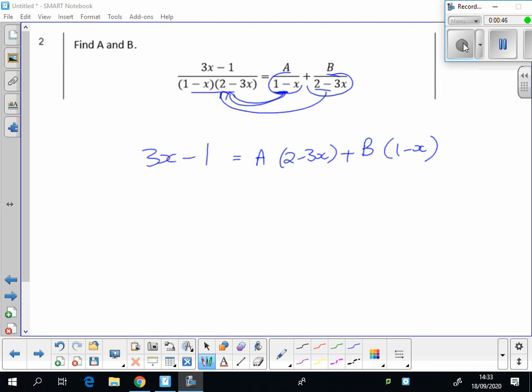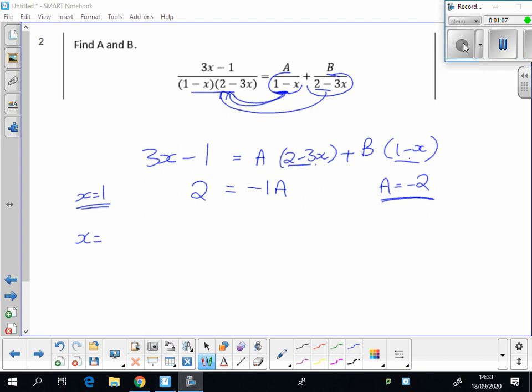We're then trying to look for a number that would make one of these two things 0. Let's start with just x equals 1. When you put 1 in the left, you get 2. When you put 1 in here, you get minus 1. And when you put 1 in here, you get 0. That's why we did it. So we find out that a is minus 2.